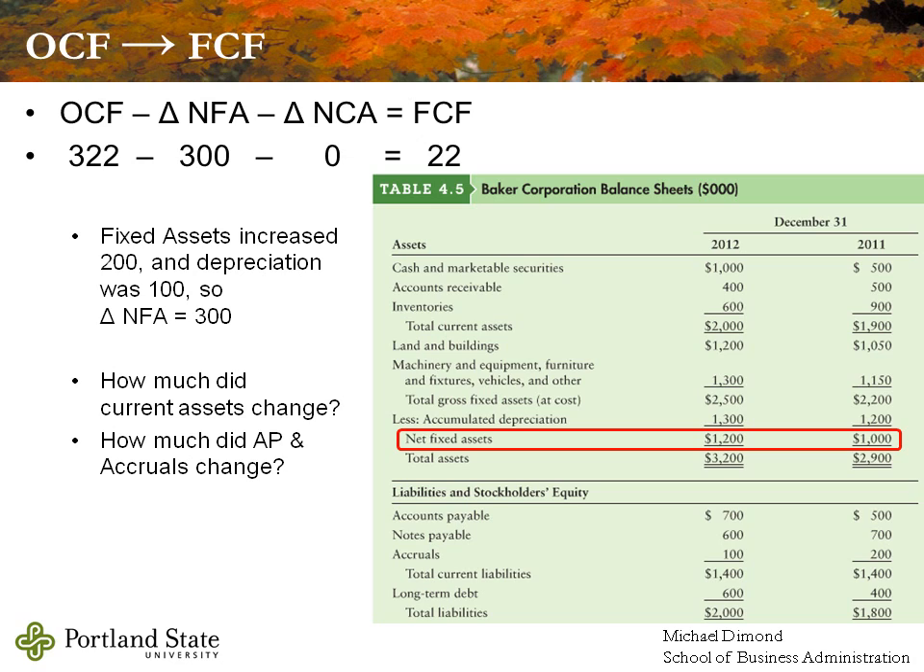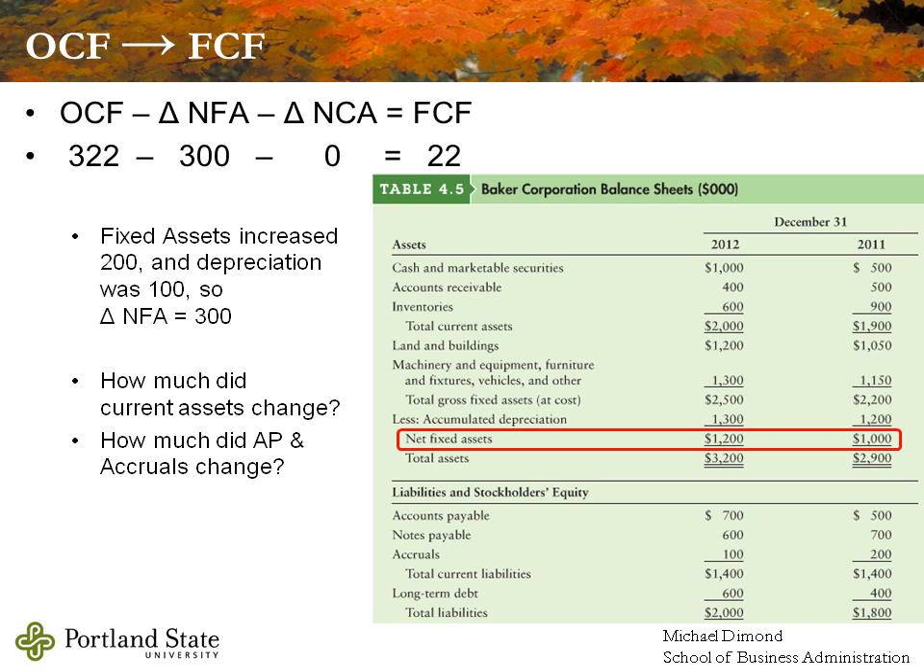At the end of 2011, we had $1,000 in assets on the books, and during the year of 2012, those reduced by $100 of depreciation. So it went from $1,000 down to $900. At the end of the year, however, we had $1,200 in net fixed assets. So that means we had to have bought $300 worth of assets. We went from $1,000 down to $900, and from $900 up to $1,200.